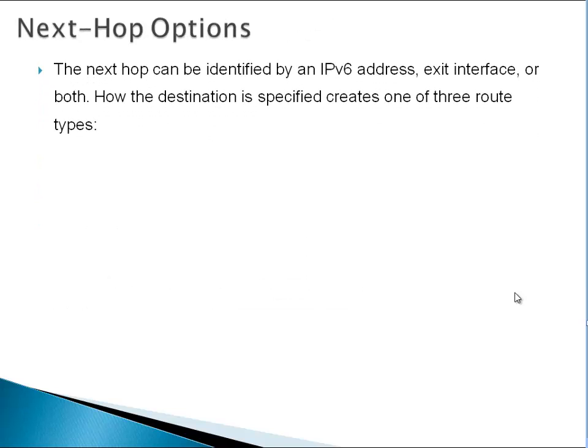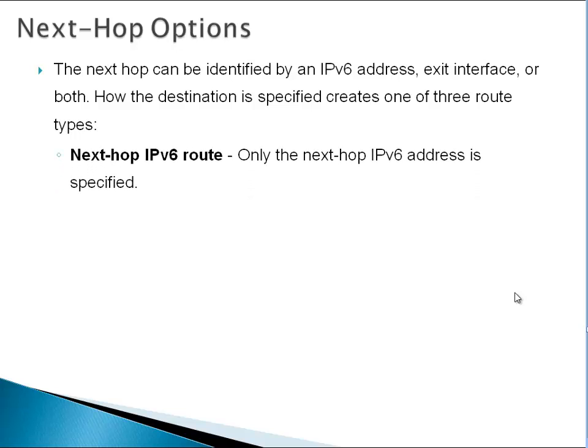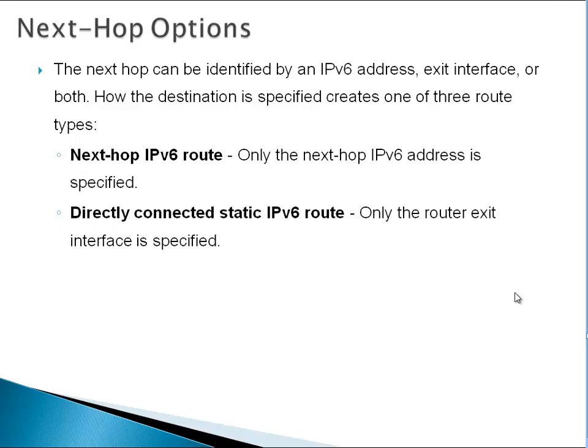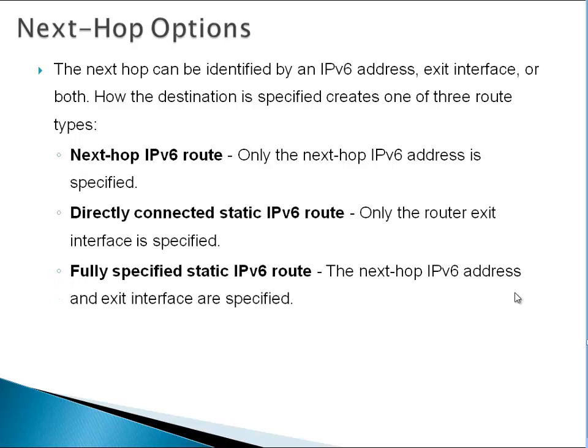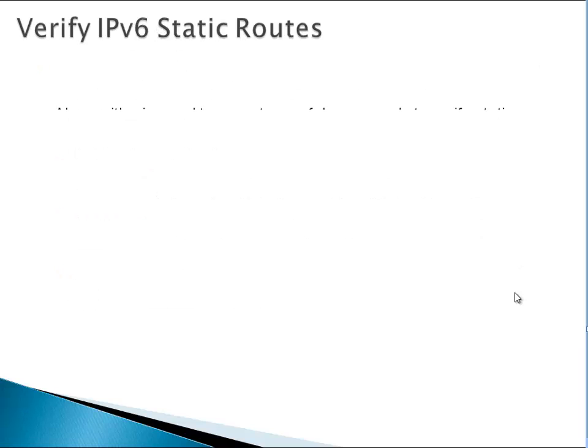The next hop can be identified by an IP address, exit interface, or both, same as what we said on version 4. It is a next hop IPv6 route when you identify the next hop IP address, the neighbor's IP address. It is a directly connected static route when you identify the exit interface, or a fully specified static route when you specify both the next hop IP address or the neighbor's IP address and your exit interface.